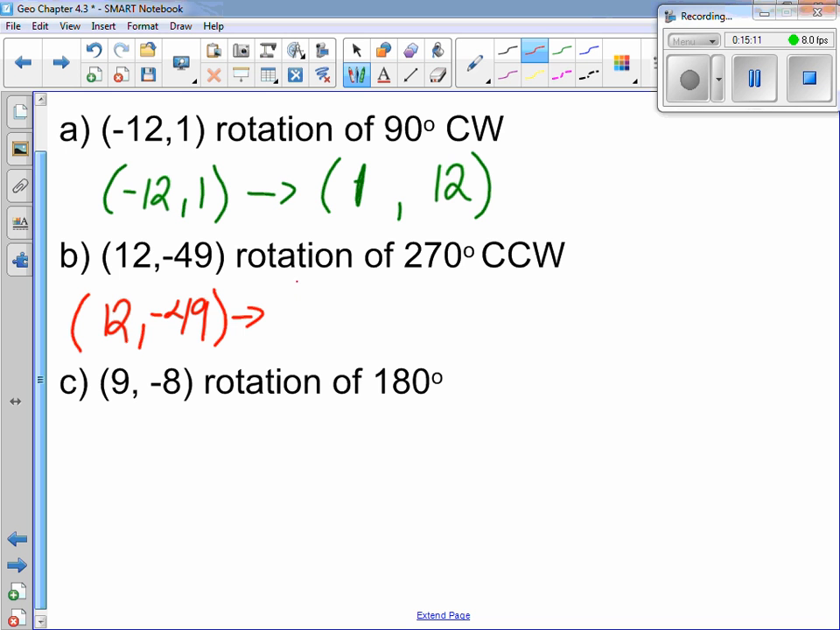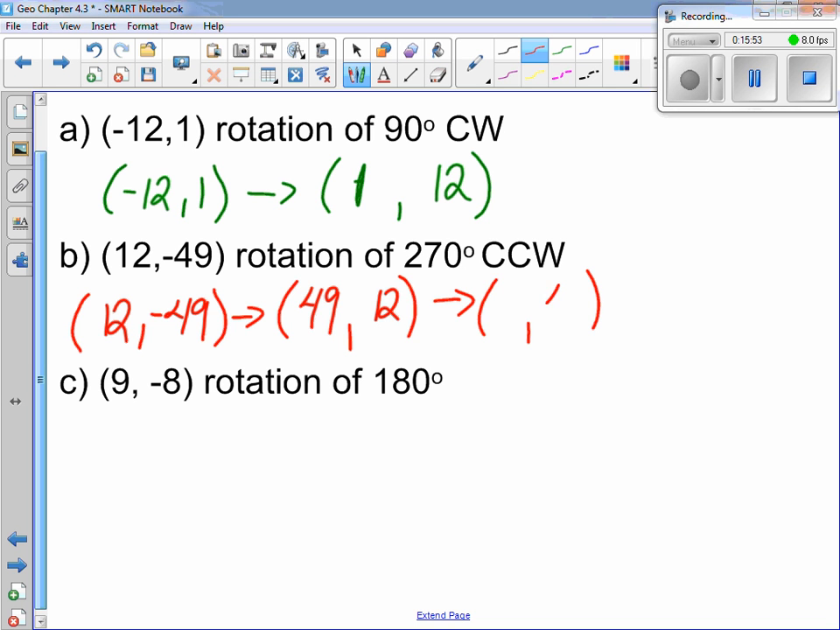If I'm going counterclockwise, we flip it. So negative 49 would go first, and 12 would go second. And are we changing the sign of the first one or the second? We're changing the sign of the first term, yes? We're making the 49 negative. Because we flip A and B and make B negative. Well, B was in the second spot. It's now in the first. And we change the sign, which would make it positive 49. So that's 90 degrees. We want to get to 270, so we do it again.